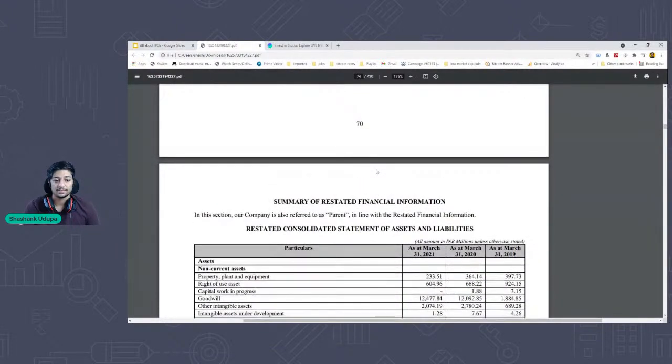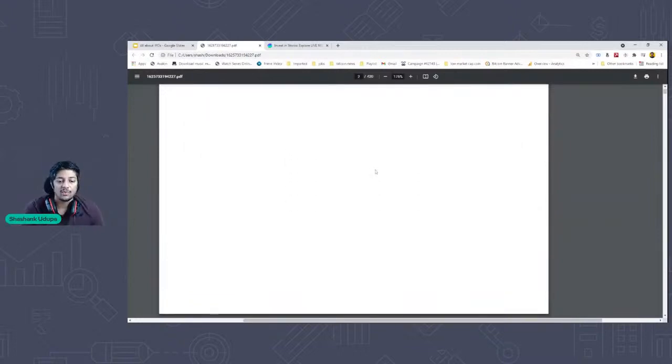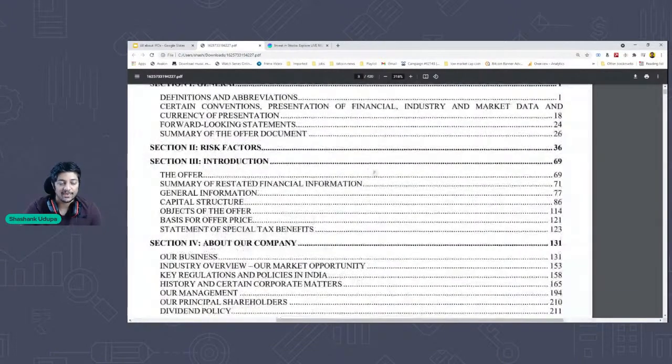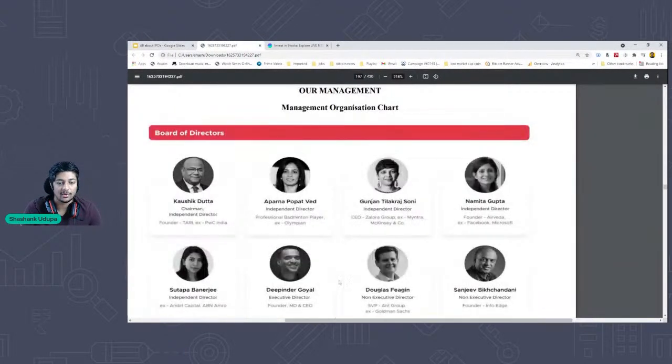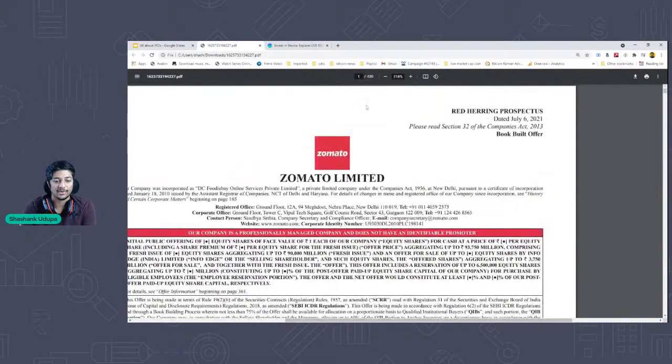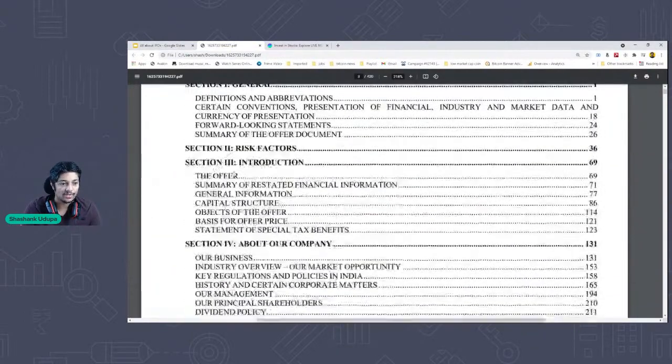Got it? Now, let me go back up. Let me show you the next thing. When you have to analyze an IPO, there are a few things that you need to read in an IPO document, and I'll show you what they are. First, we saw what the offer was. Great. We understood everything. Second, we need to look at something known as risk factors. This is section 2, risk factors.